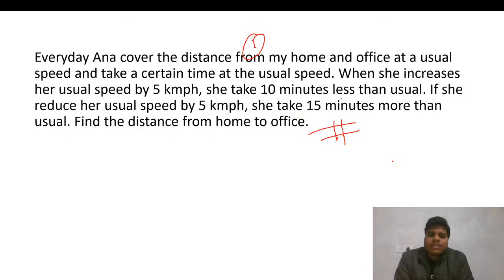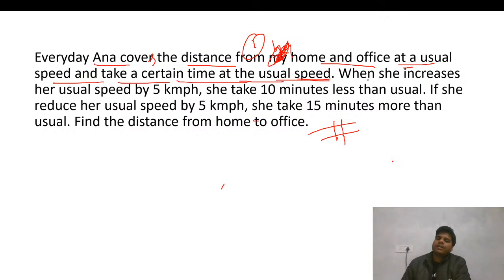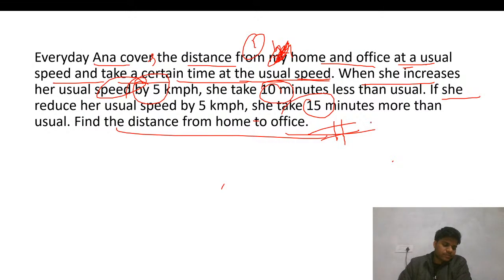Every day Anna covers the distance from home to office at a usual speed and takes a certain time. When she increases her speed by 5, she takes 10 minutes less. If she reduces her speed by 5, she takes 15 minutes more. Then find the distance.